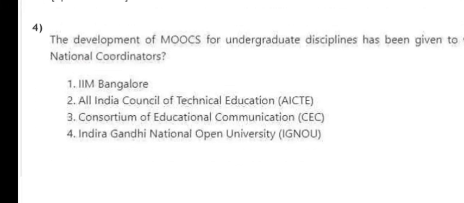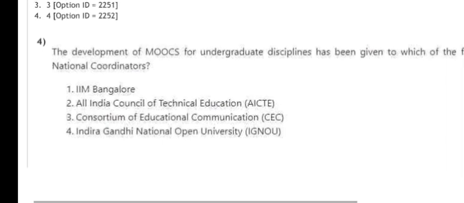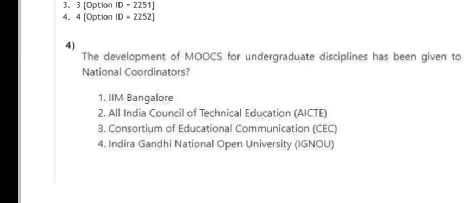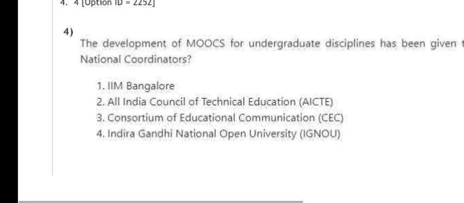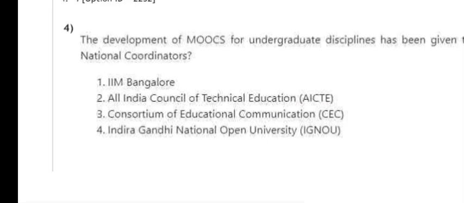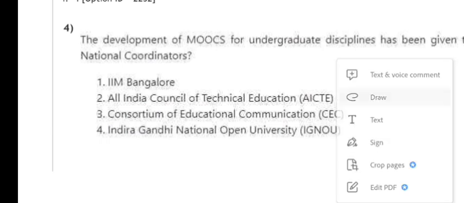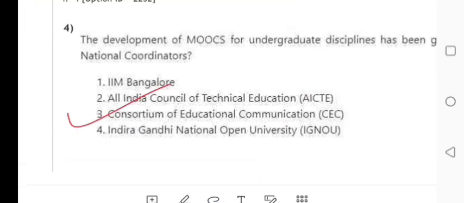Next, the development of MOOCs, massive open online course, or something like that, I am not sure. So this MOOC for undergraduate discipline has been given to which of the following national coordinators? 1, 2, 3, 4: IIM Bangalore, All India Council of Technical Education, AICTE, Consortium of Educational Communication, CEC, Indira Gandhi National Open University, IGNOU. So it will be Consortium of Educational Communication, in short CEC.